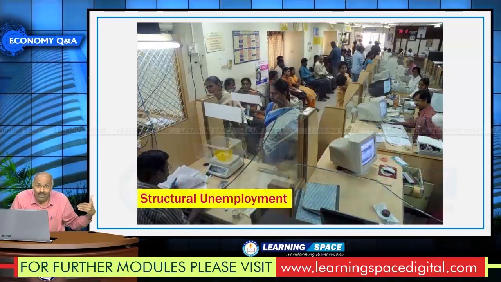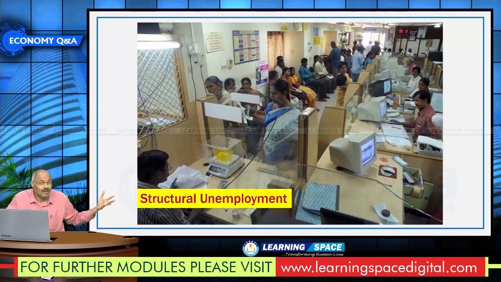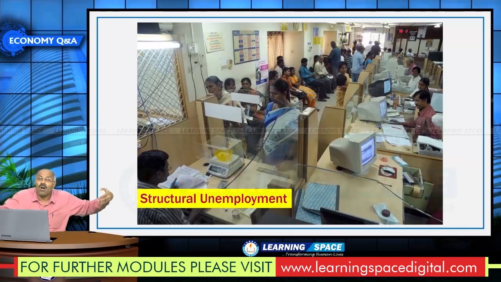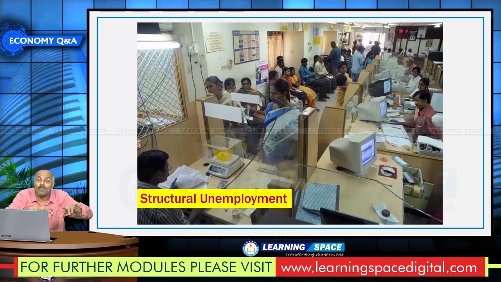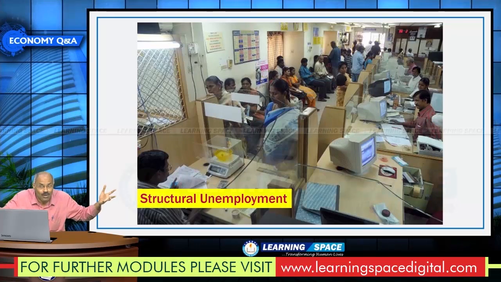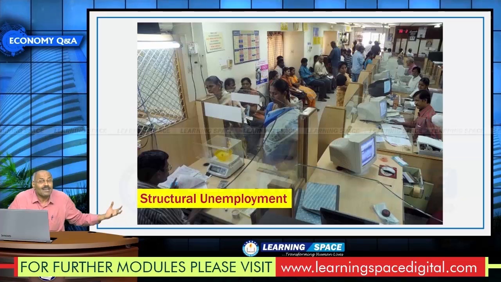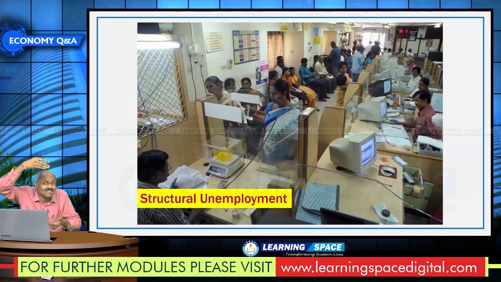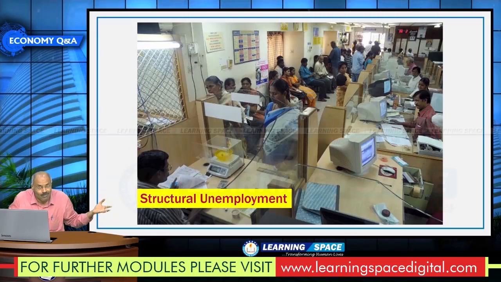Then structural unemployment. Now everywhere we are seeing computers. The persons whoever not familiar with operation of computers may lose jobs. All of you are familiar in banking industry. Certain people are working for the past 30 years, 35 years. If they are not upgrading the skills to operate the computer, then they may lose jobs. So, because of technological changes, if the skills demanded are more than the existing skills, if that leads to unemployment, that is a structural unemployment.